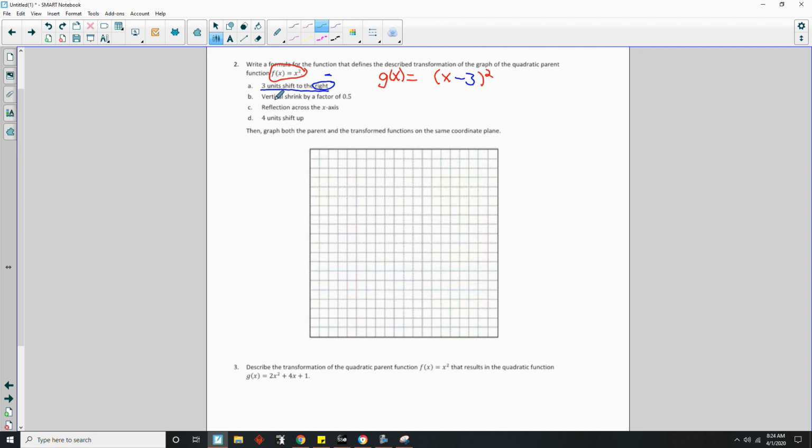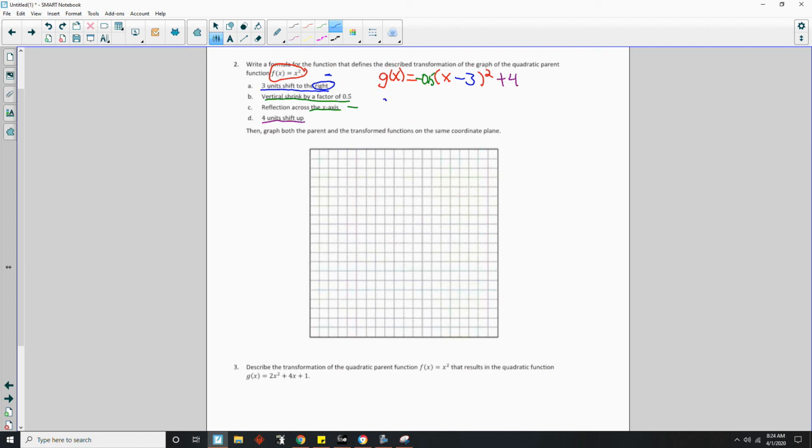So that's where a came from. Okay, so b now says a vertical shrink by a factor of 0.5. Well, that is my a. So a shrink by a factor of 0.5 will go right there. A reflection across the x-axis is also an a, making it negative. So that's going to be a negative 0.5 a. And then part D, 4 units up, would be plus 4.